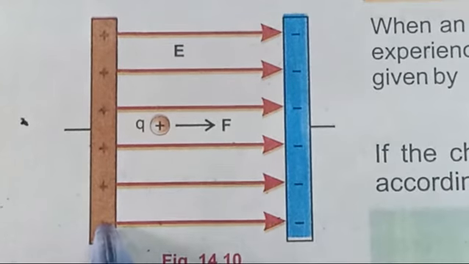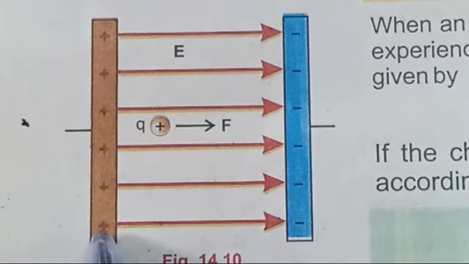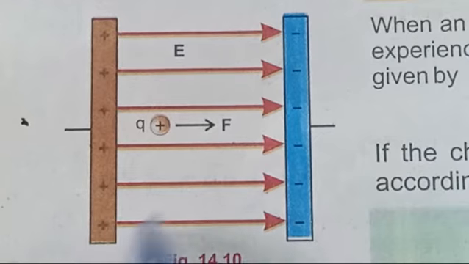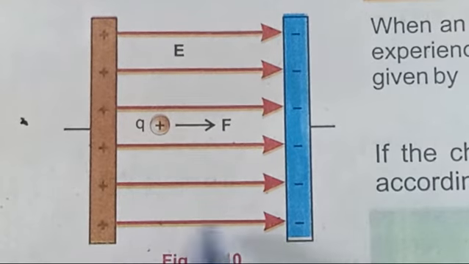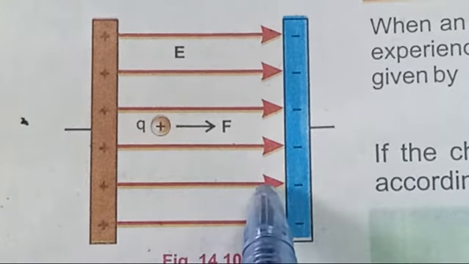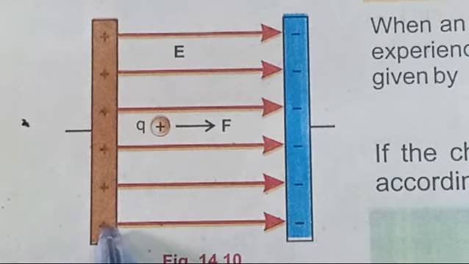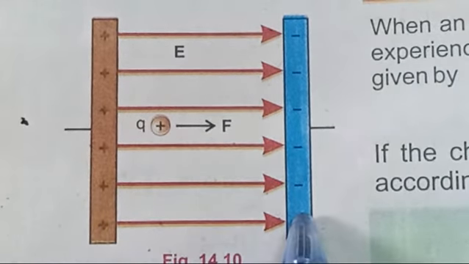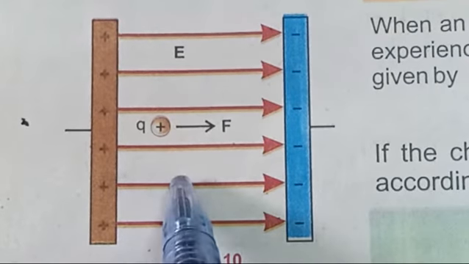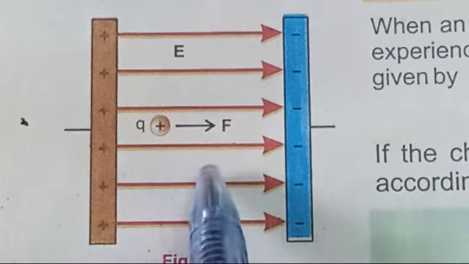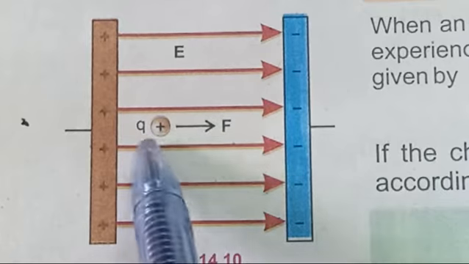In this figure we can see there are two metallic plates. One is positively charged, the other is negatively charged. These are electric field lines, shown by red arrows. Electric field flows from higher potential, positive, to lower potential, negative. There is a charge plus Q in between these two plates.